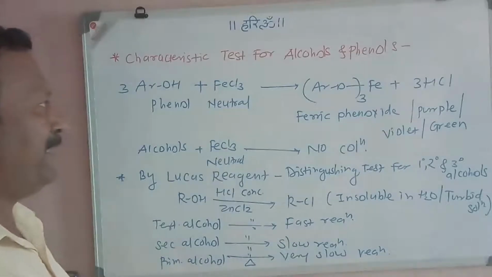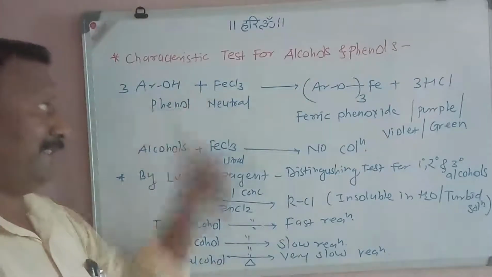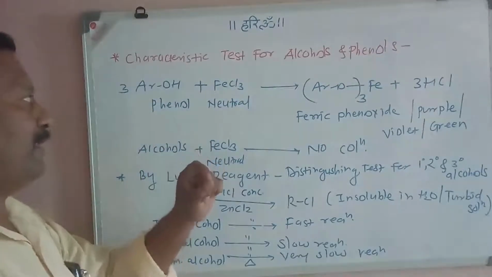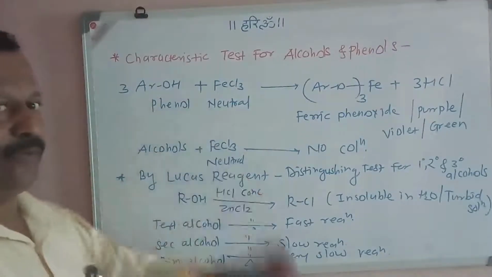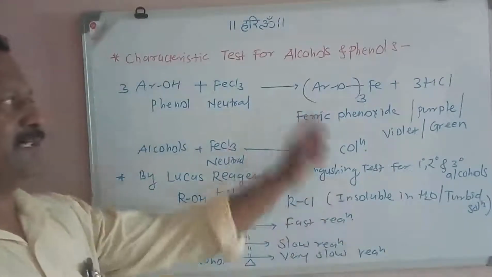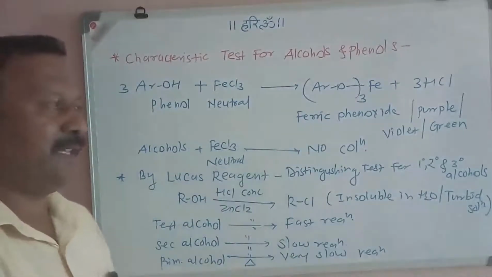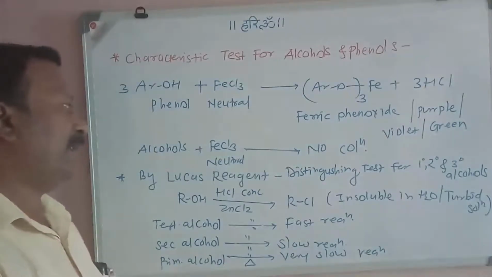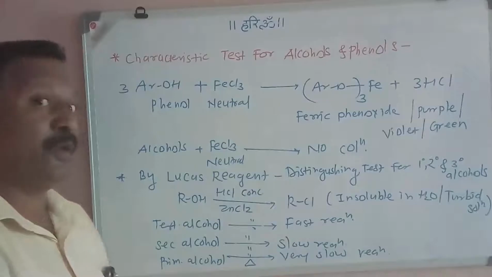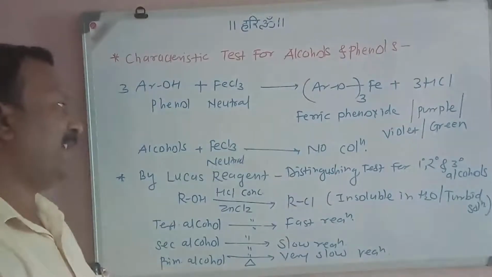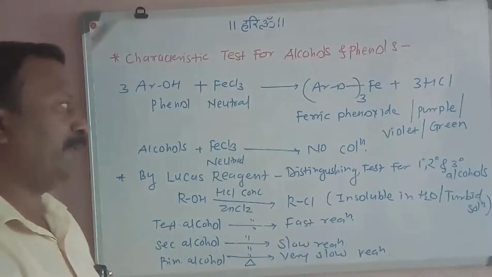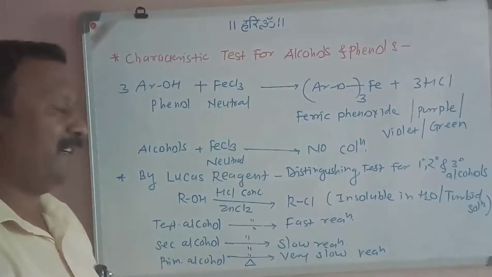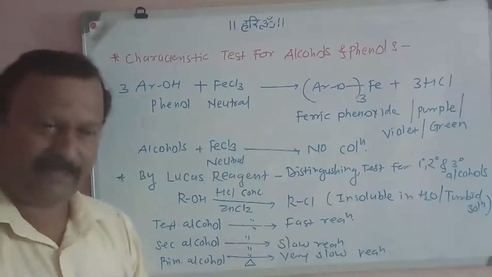Very simple test it is. So you have to write this test and you have to write how you distinguish between alcohols and phenols. Phenols, when treated with neutral solution of FeCl3, give ferric phenoxide, which is either purple, violet or green color. And alcohols, when treated with neutral FeCl3, there is no coloration. It means that alcohols do not react with neutral FeCl3. So it is a color test. In this way we can distinguish between alcohols and phenols.